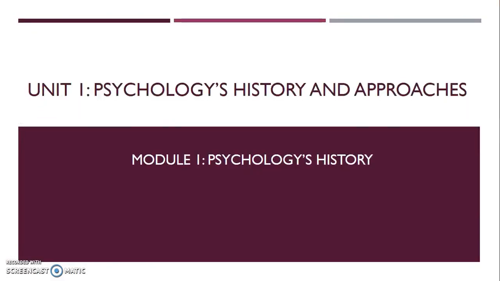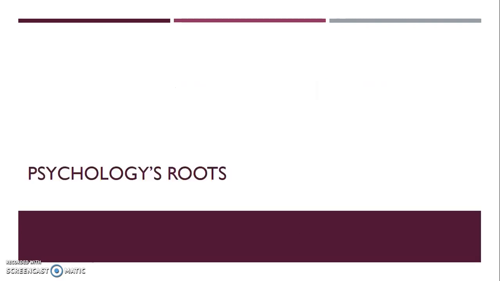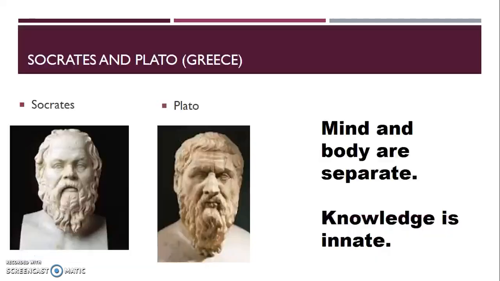Okay, so this is Unit 1, Module 1 of AP Psychology. Unit 1 is Psychology's History and Approaches, and Module 1 focuses basically just on psychology's history. So we're going to start with psychology's roots.